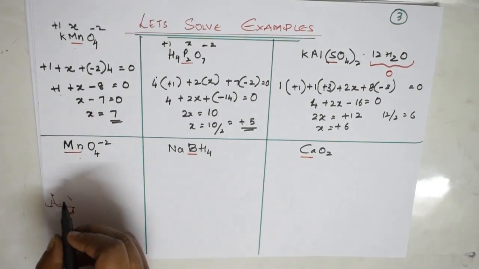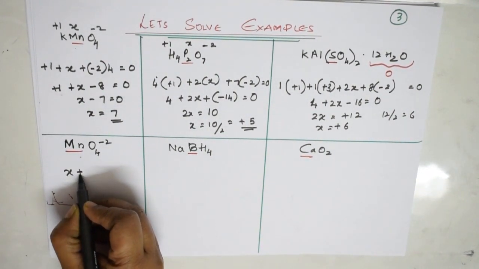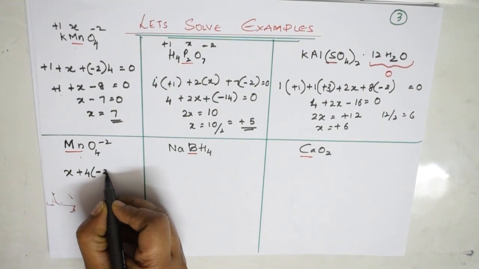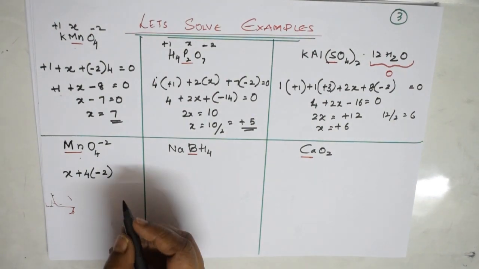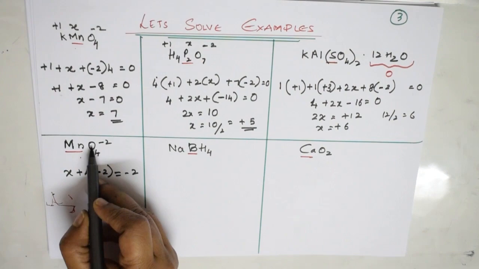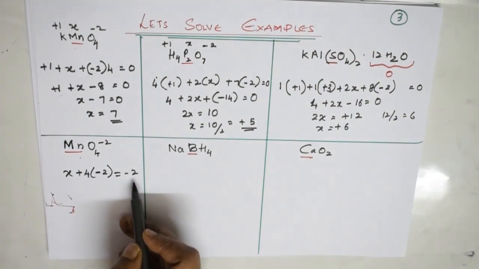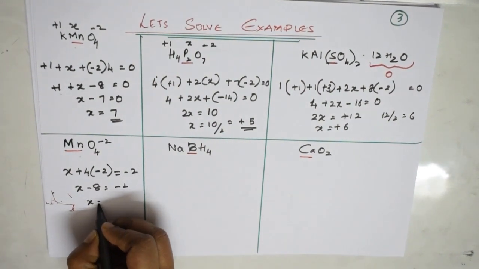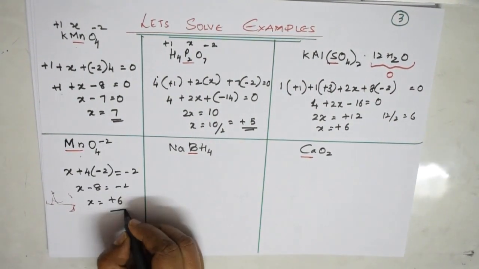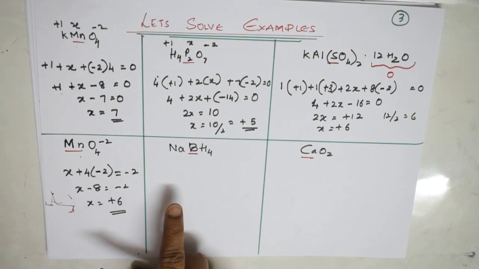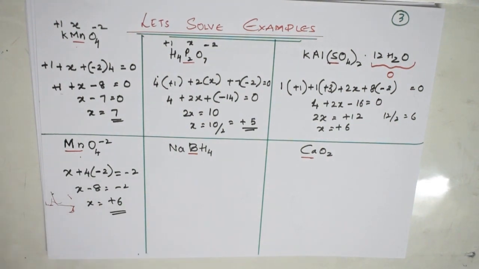So let us take x, right? Then plus, how many oxygen atoms are there? 4. What is the charge on this? The oxidation number of oxygen is minus 2. And this is equal to minus 2. Normally it is minus 2, and the overall charge of minus 2 is kept outside. When you solve, x minus 8 is equal to minus 2, x is equal to plus 6. So what is the oxidation state of manganese? Plus 6, right?